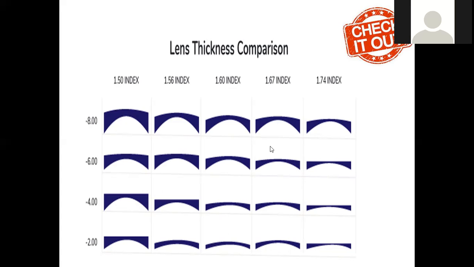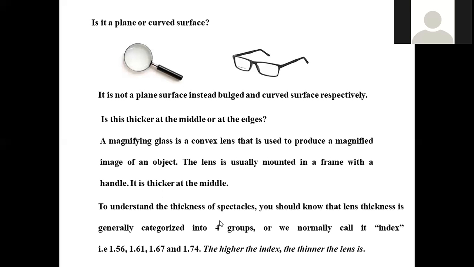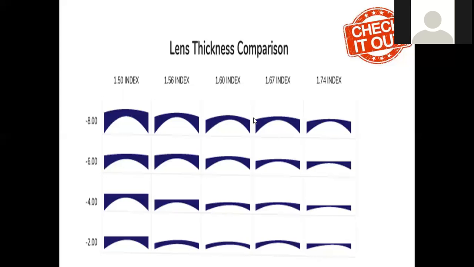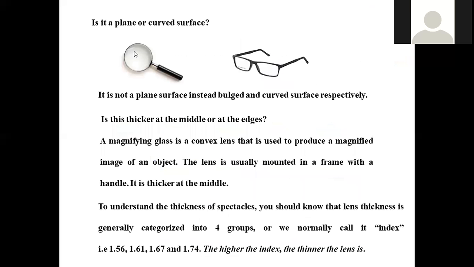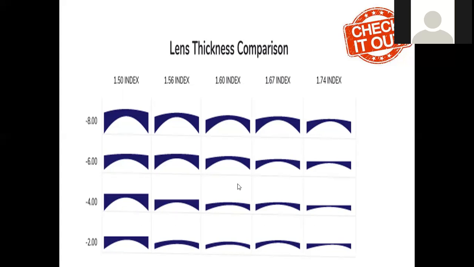So in this way, the type of spectacle we are using mainly depends upon the type of vision defect we have, right? So this is the right answer for the question they asked: is this thicker at the middle or at the edges? When you find these spectacles, in case of low index, that means 1.50, 1.56 index, what happens? Middle region is thin and the surface regions are thick in nature, right? That is completely reversed to the magnifying glass.